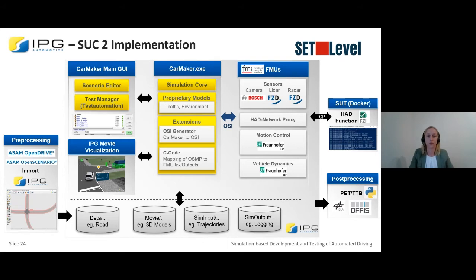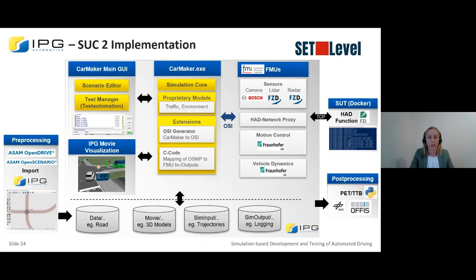The most present components for the user are the main GUI and the IPG Movie. In the main GUI, the imported scenarios and road files can be viewed and edited with the scenario editor. With the test manager, the test series can be defined, associated scripts can be linked, and all variations can be simulated at once. The IPG Movie is there to visualize the simulation. In this integration, this also includes a visualization of the sensor model outputs, and an example of this will be shown in a minute.